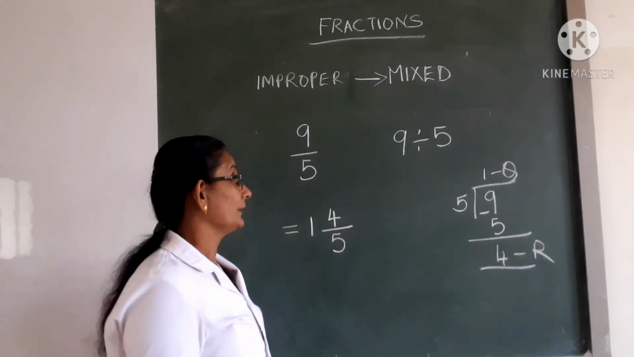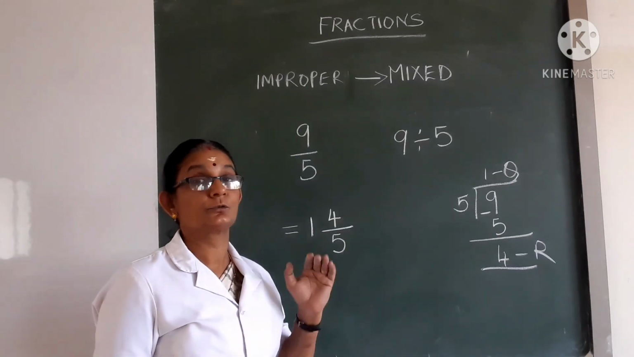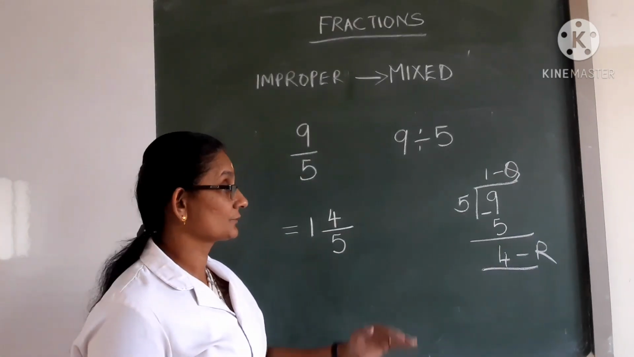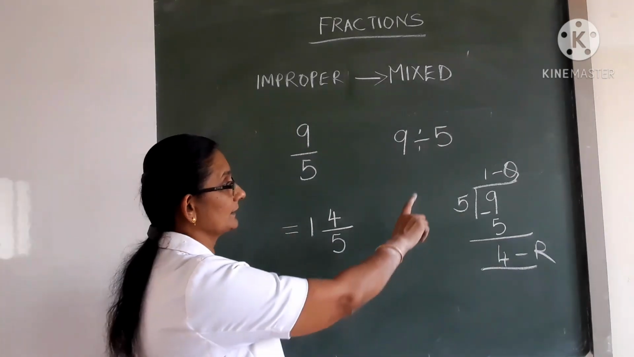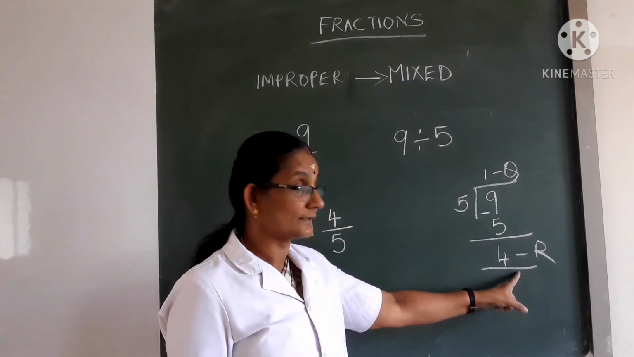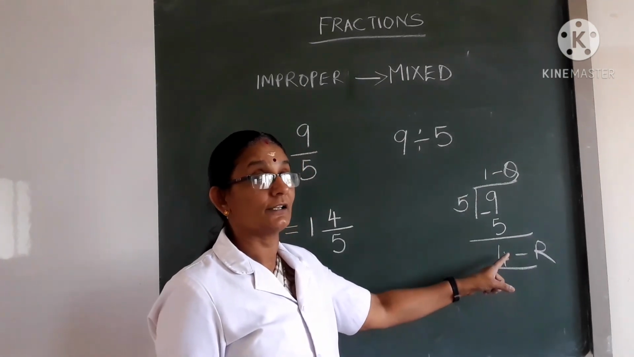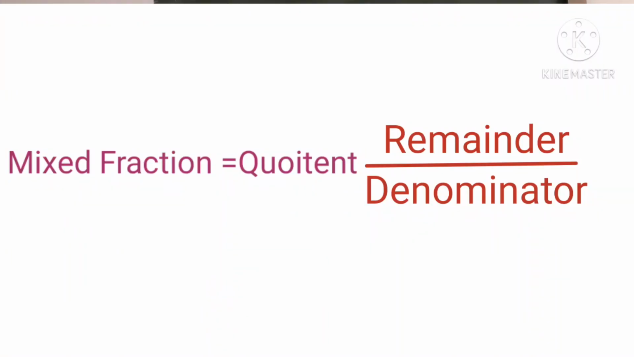So when you have to convert an improper fraction to a mixed fraction, first you have to divide it and you get the quotient as 1 and the remainder as 4 here. And so you can represent the mixed fraction as quotient, remainder by the denominator.